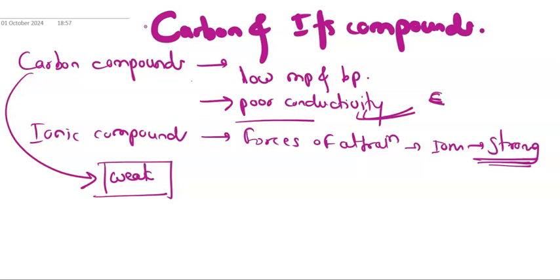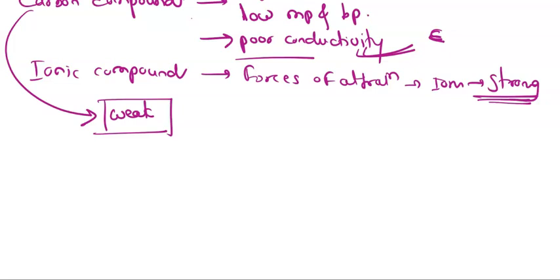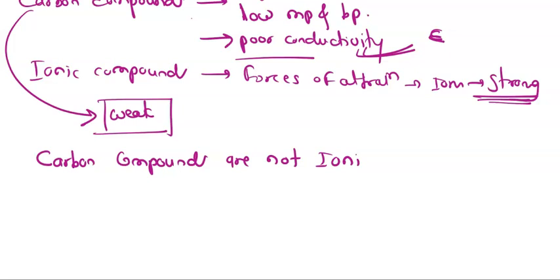So since these compounds are largely non-conductors of electricity, we can conclude that the bonding in these compounds does not give rise to any ions. So we can write: carbon compounds are not ionic compounds. This sentence is very important, you can make it a star. Then what are they? What is their identity?